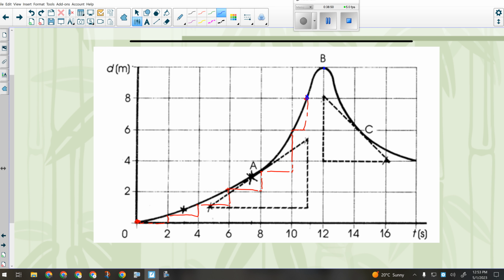All right, so anywhere where you see the curves, the curves mean that there's a non-uniform change in whatever is on the y-axis. For a position-time graph, that means the object's velocity is changing. Its rate of change of position is increasing, okay?